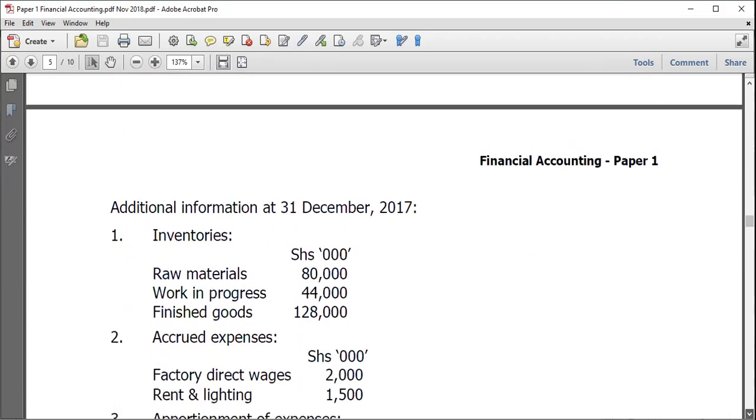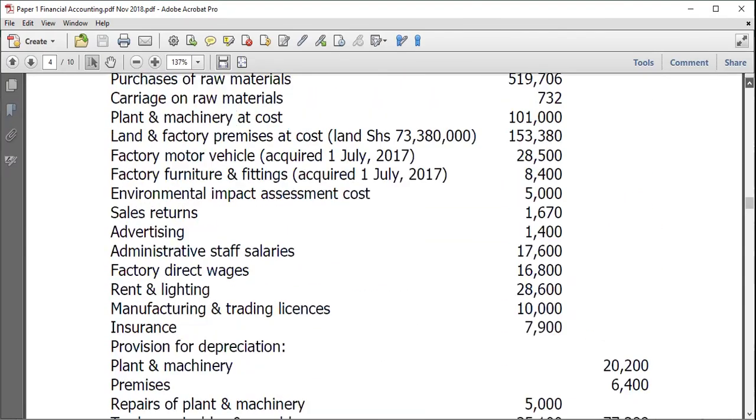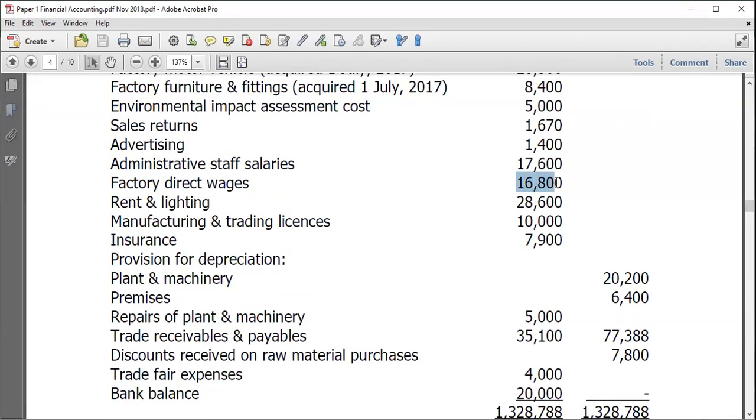So when you move down here, you realize that under accrued expenses, we have factory direct wages of 2,000. Now what this means, if you have a figure under accrued expenses, is that this 16,800 is what was cleared. What is accrued are those expenses that were not paid at the end of the year but relate to this financial year. So we shall add both of them. Remember, for accrued expenses, we add to what is in the trial balance. If it was a prepaid, we would deduct it.